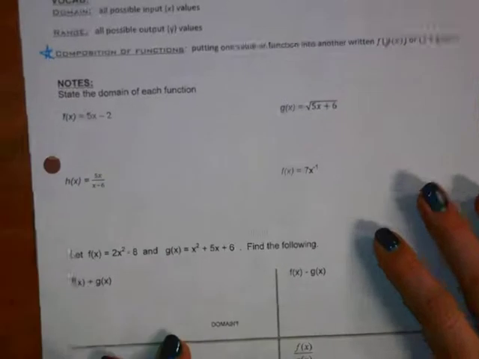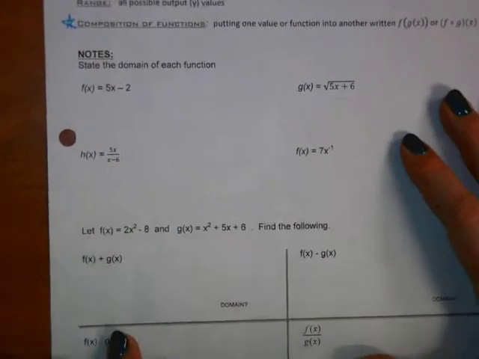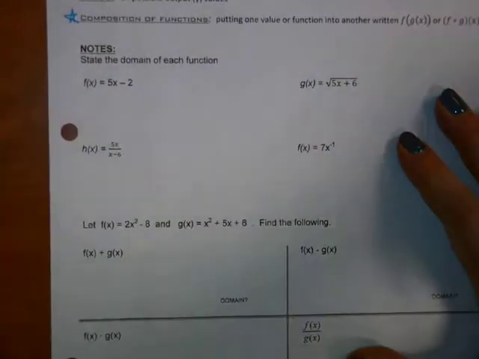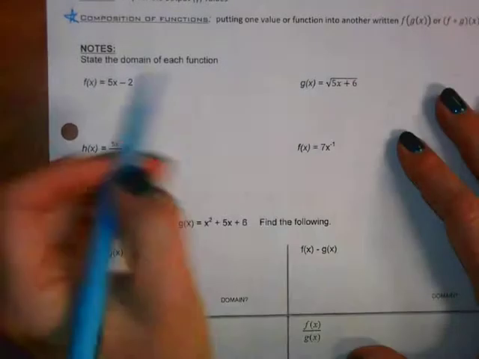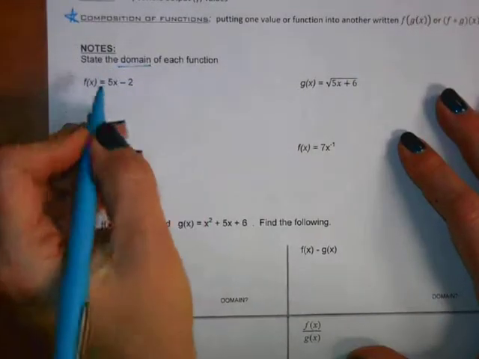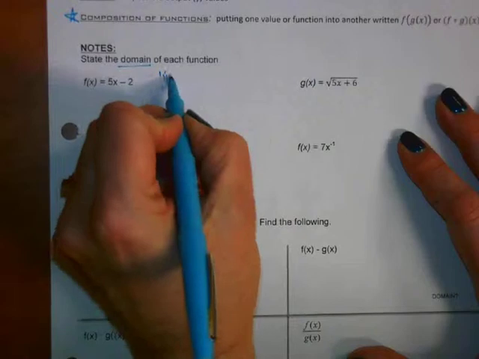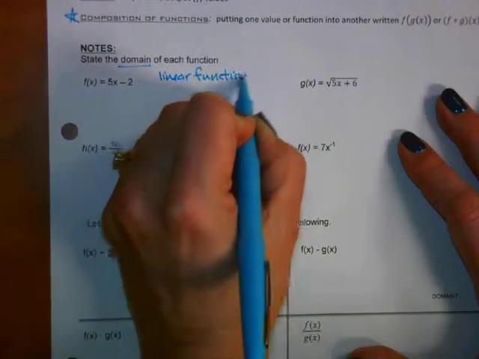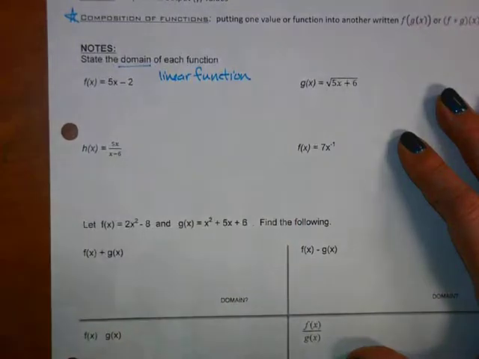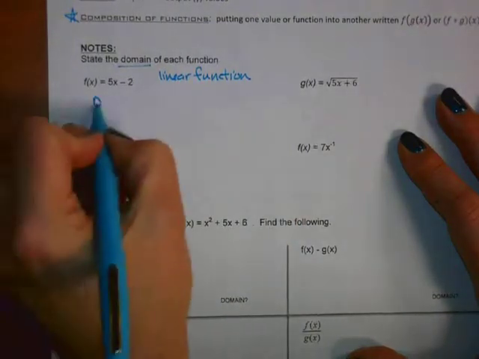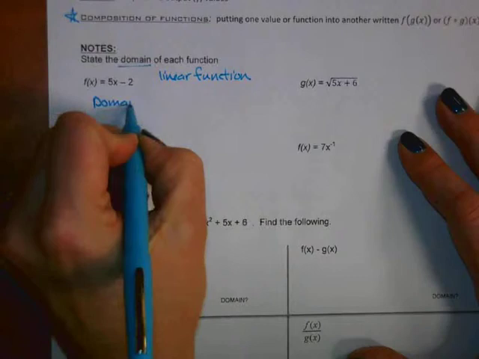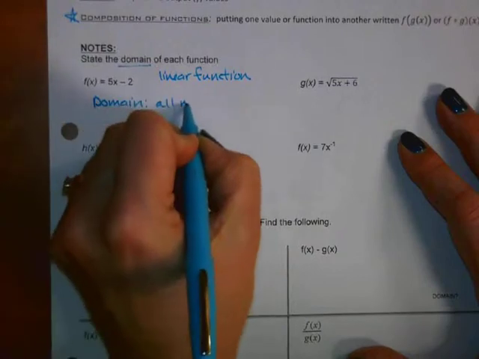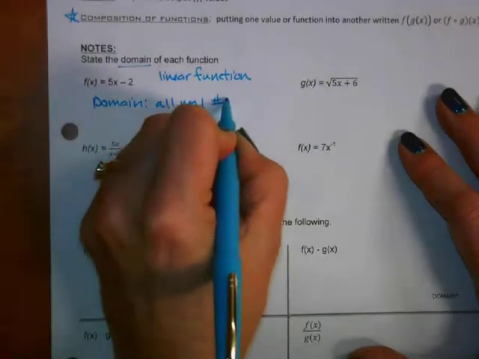All right. So let's just start with some basic domain here. State the domain of each function. What could x be? This is a linear function. There's no limits. X can be anything. So I would say domain is all real numbers. I can plug any value for x into that function.